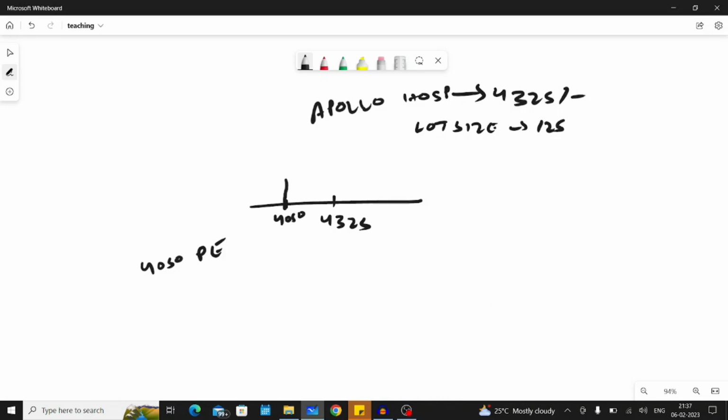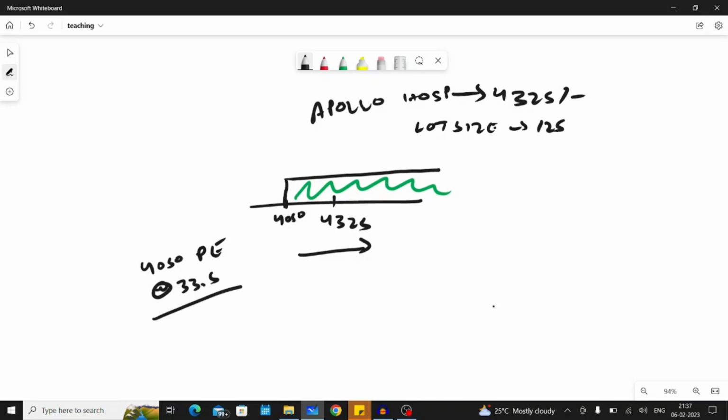As long as the price is above 4050, we are going to make a profit, right? And let's say this put option is traded at 33.5 rupees. So what would be our break even point? It would be 4050 minus 33.5, right? That is 4016.5. So this will be our break even point, 4016.5.